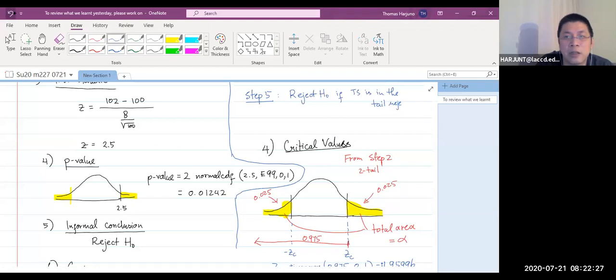The test statistic in the tail region, the one I shaded in yellow down here. That tail region is also called the rejection region, or also called the critical region. Otherwise, we fail to reject the null hypothesis.